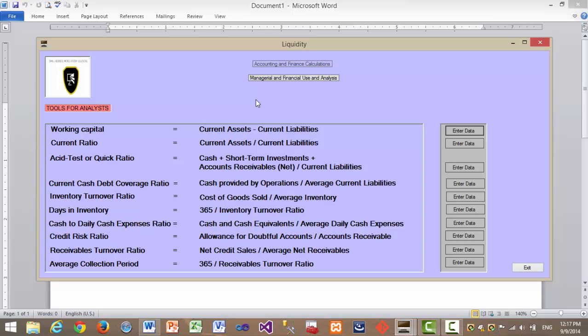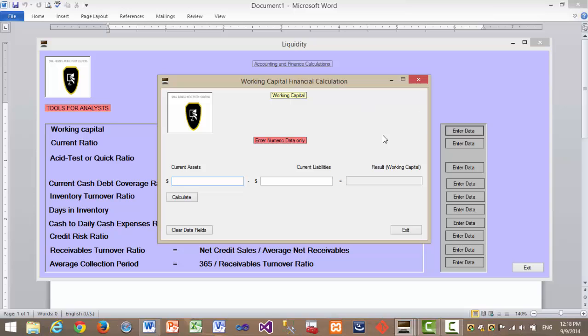Okay, I would turn your attention to working capital. Once you click on the button of working capital, you will see the calculation. The current assets minus current liabilities will give you the working capital, a formula calculation that accounting majors, business majors, finance and business people use. We'll start by inputting some values here, such as in current assets.